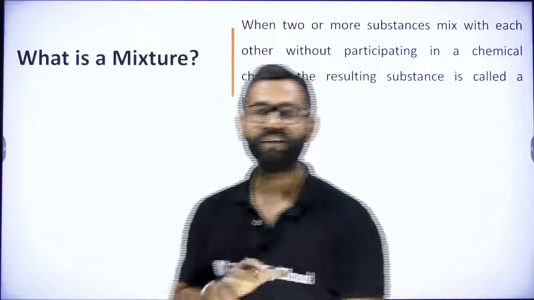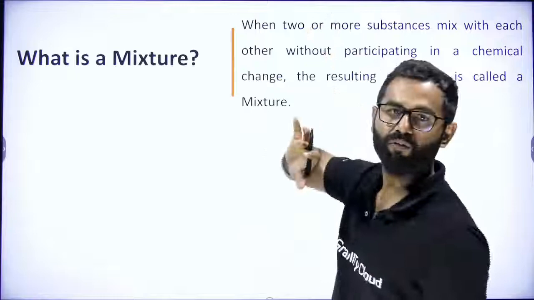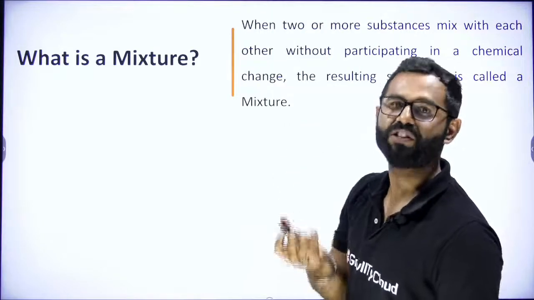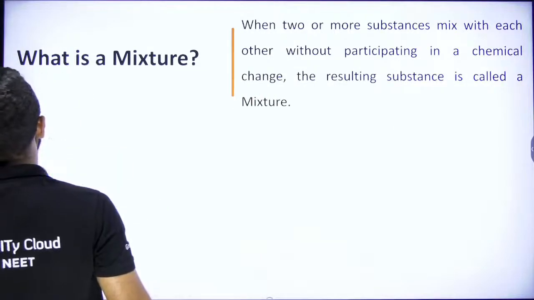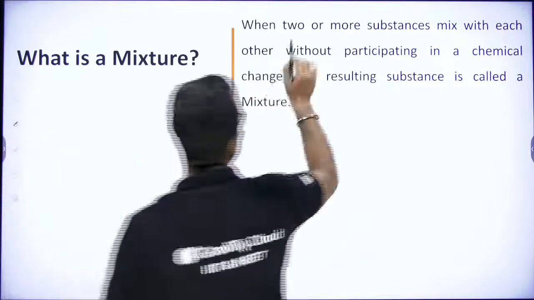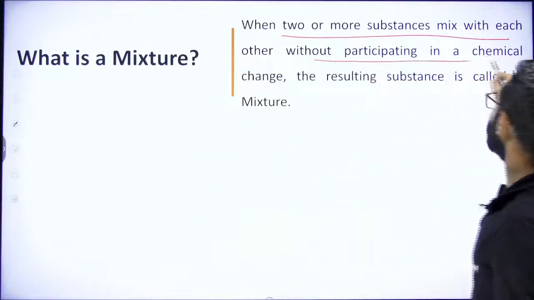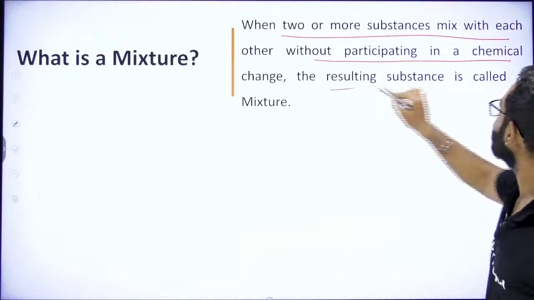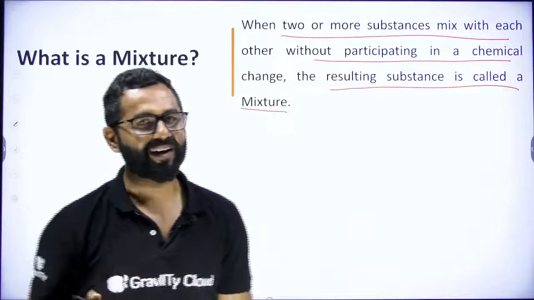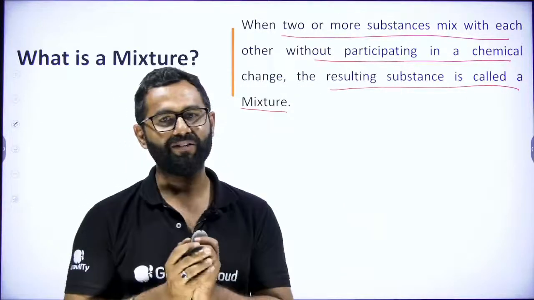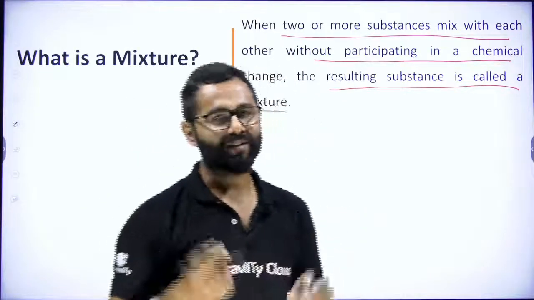Right? Now mixture is what? If you go by the definition, mixtures are those substances which are made up of more than one substance. Or in another way, mixture is what? When two or more substances mix with each other without participating in a chemical change, the resulting substance is called a mixture. Now the definition might seem confusing, right? But don't worry. I will take a lot of examples so that you can easily understand what a mixture is.